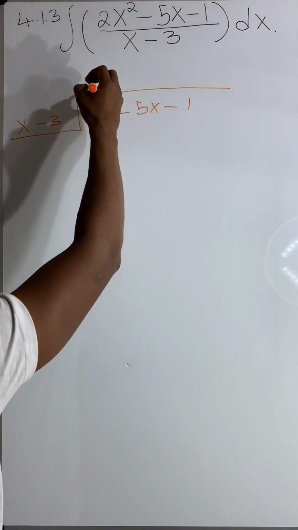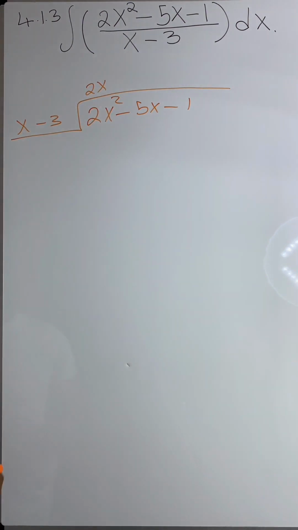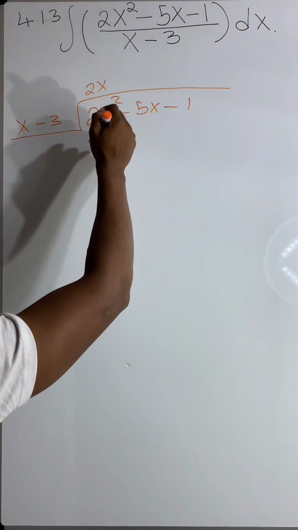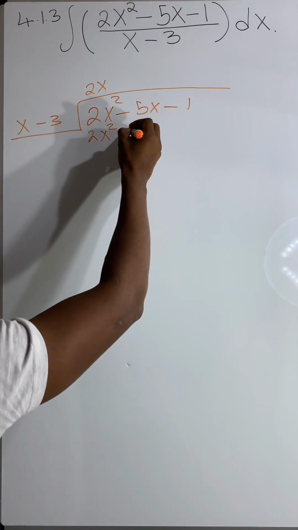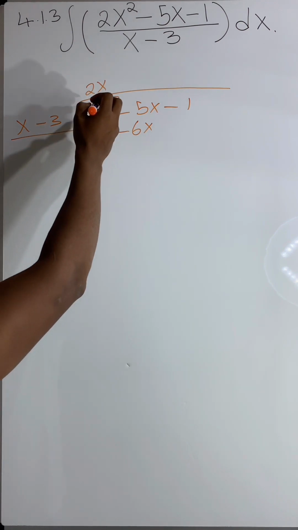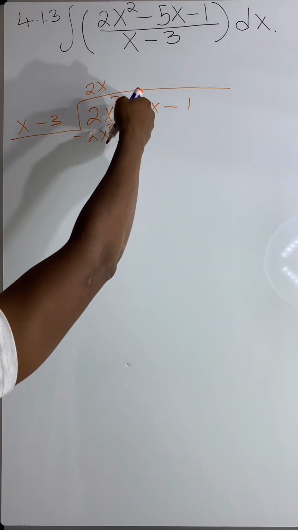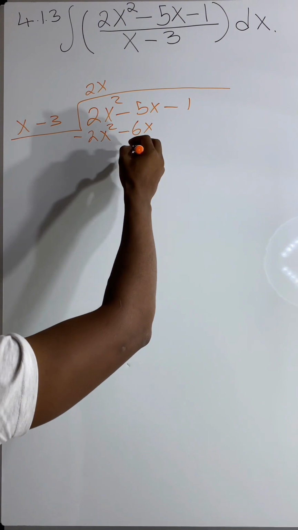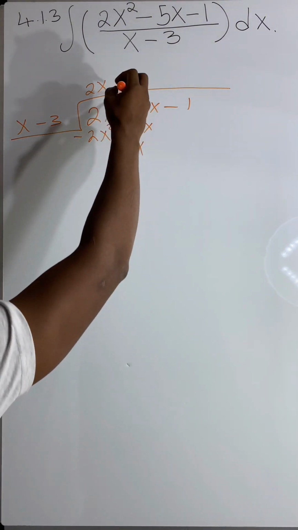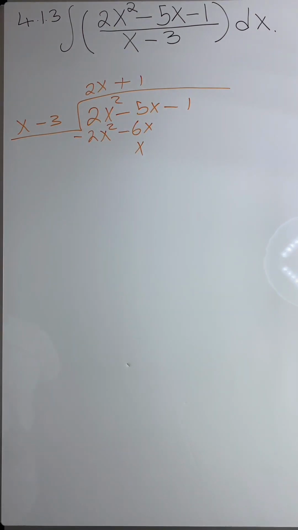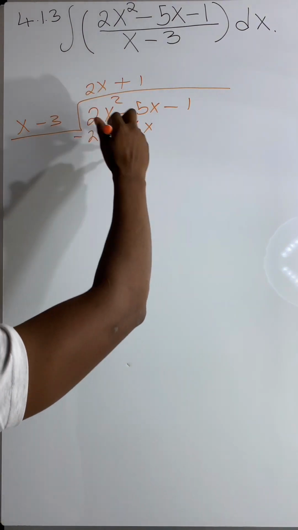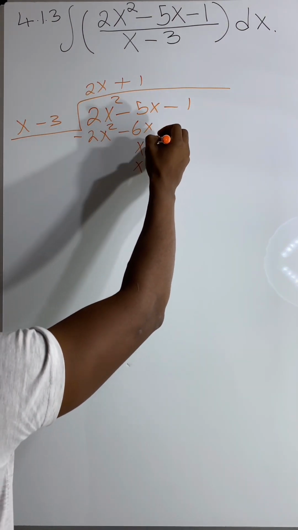x divided by 2x squared gives us 2x, and 2x multiplied by x gives us 2x squared. 2x multiplied by minus 3 gives us negative 6x. From here we have to subtract: 2x squared minus 2x squared gives us 0, minus 5x minus 6x gives us positive x. So x divided by this x gives us positive 1, and 1 multiplied by x gives us x, and 1 multiplied by negative 3 gives us minus 3. We have to take down that minus 1.